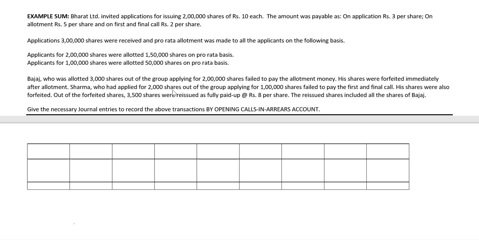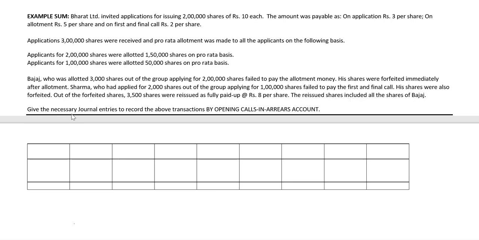Sharma, who had applied for 2,000 shares out of the group applying for 1 lakh shares, failed to pay the first and the final call. His shares were also forfeited. Out of the forfeited shares, 3,500 shares were reissued as fully paid up at rupees 8 per share. The reissued shares included all the shares of Bajaj.